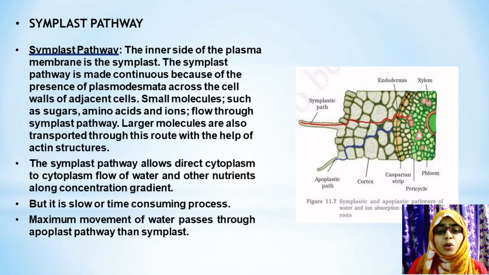In the endodermis, you have a red line in between. That red line indicates the Casparian strip. That Casparian strip is acting as a barrier for the apoplast pathway. But in certain cases, the Casparian strip is absent in certain parts of the cells.